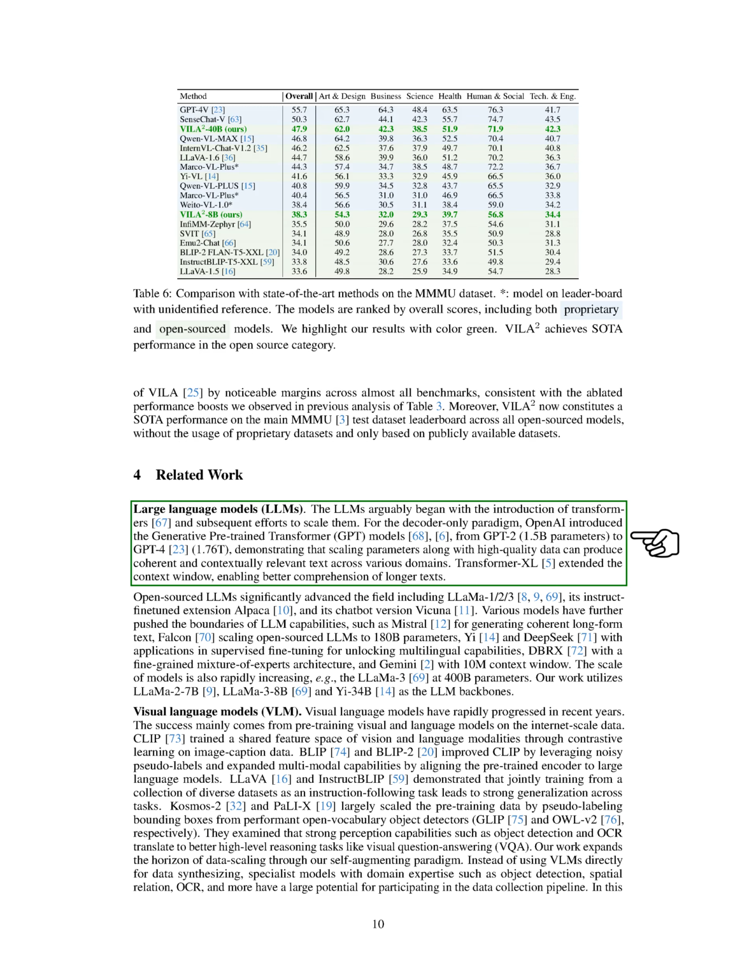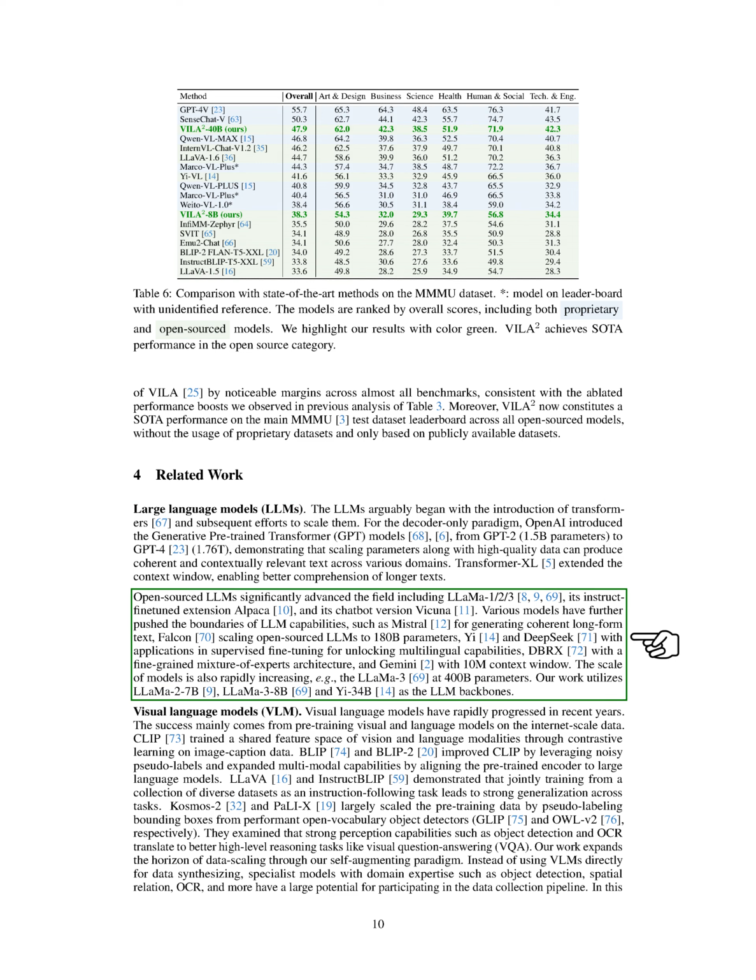In terms of related work, we recognize that large language models, LLMs, began with the introduction of transformers and subsequent efforts to scale them. In the decoder-only paradigm, OpenAI launched the Generative Pre-trained Transformer (GPT) models, ranging from GPT-2 with 1.5 billion parameters to GPT-4 with 1.76 trillion parameters, showing that increasing parameters along with high-quality data can produce coherent and contextually relevant text across various fields. Transformer-XL expanded the context window, allowing for better understanding of longer texts.